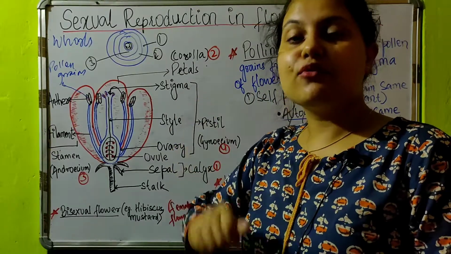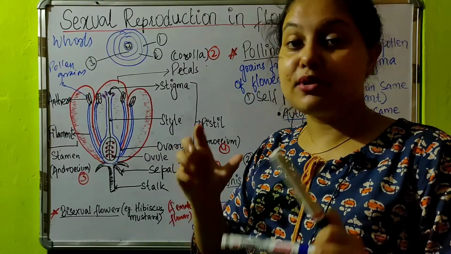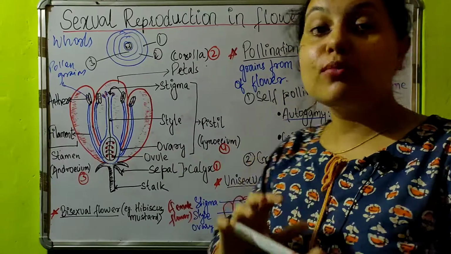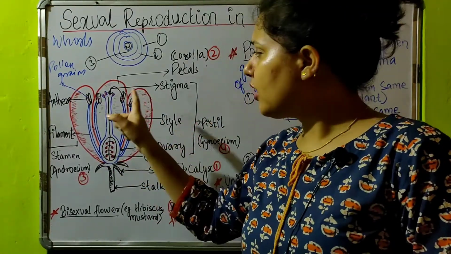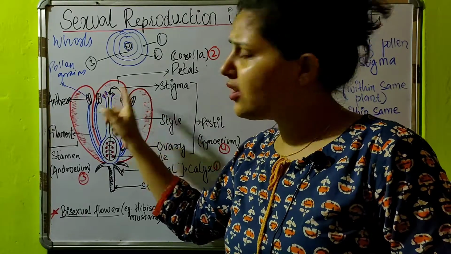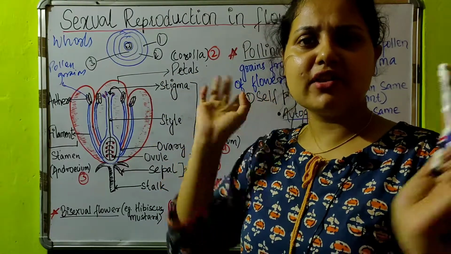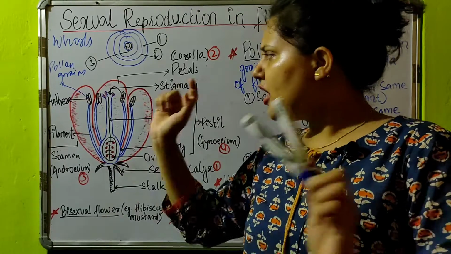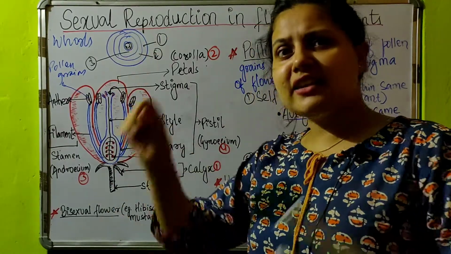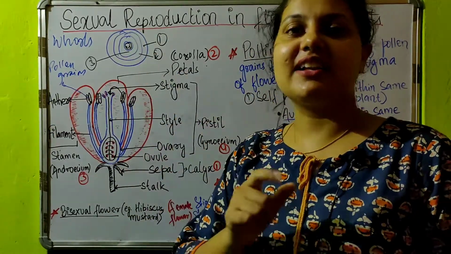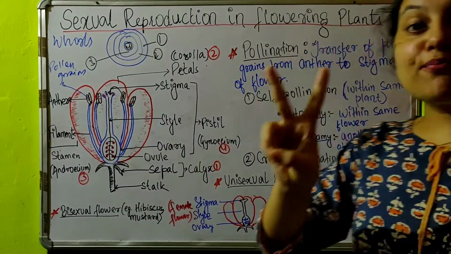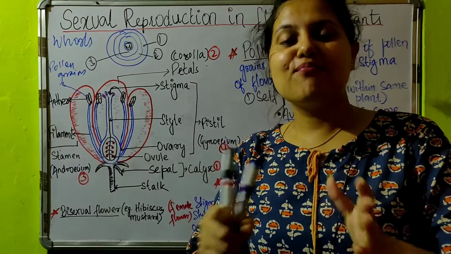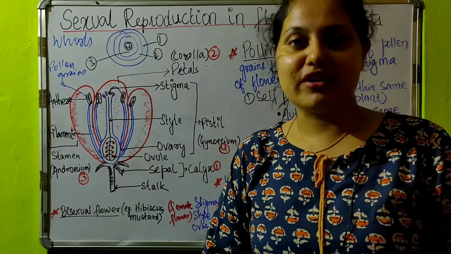So this will enter inside the ovule and it will fuse with the egg cell. And then what happens? Fertilization happens. But here we are talking about pollination. Pollination is nothing but just the transfer. If one pollen grain is transferred from here to here, what is that? That is pollination. If this pollen grain is entering and fusing with the egg, what is that? Fertilization. Now there are 2 types of pollination possible, that is self-pollination and cross-pollination.